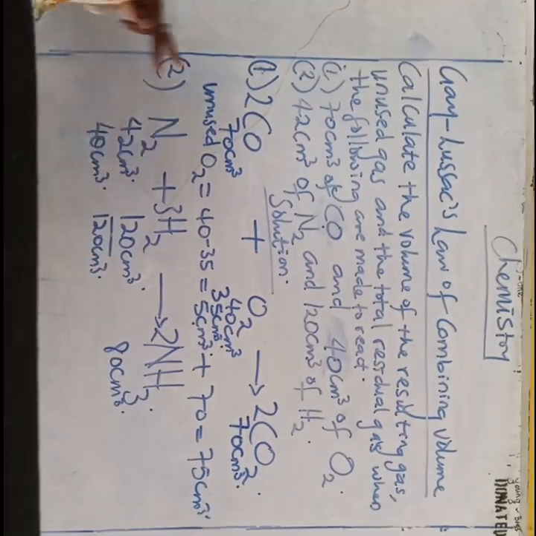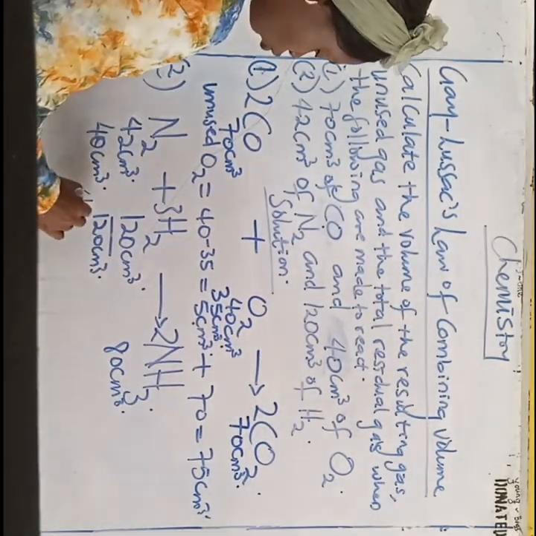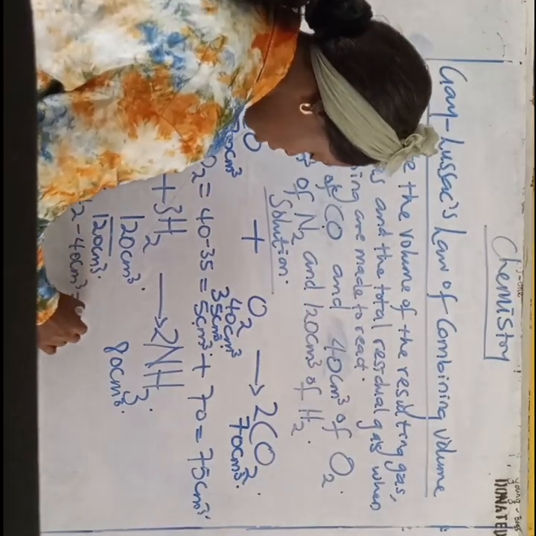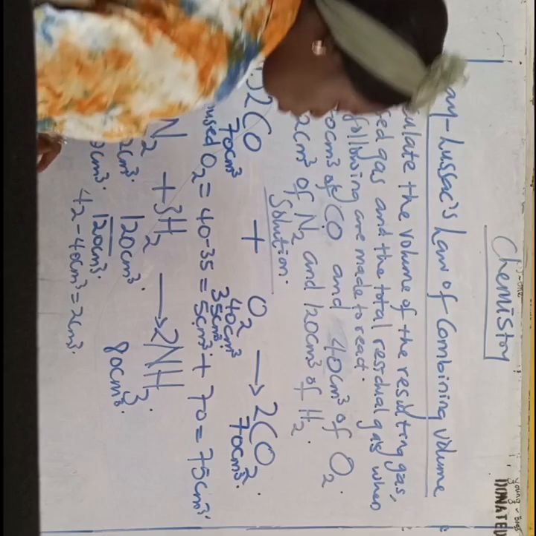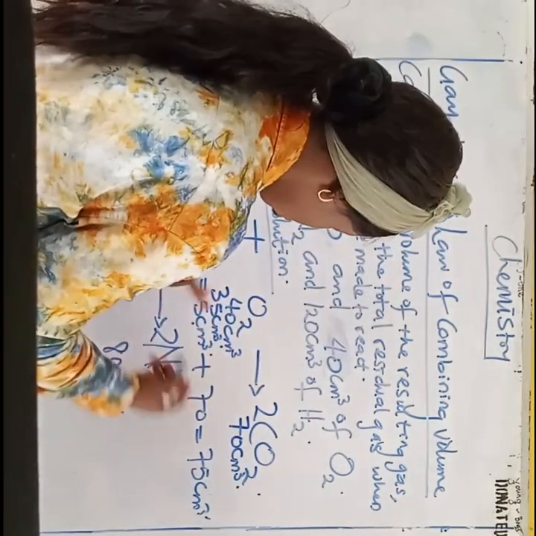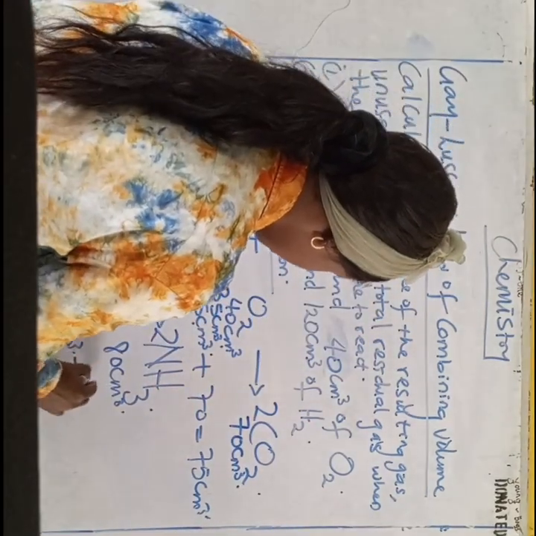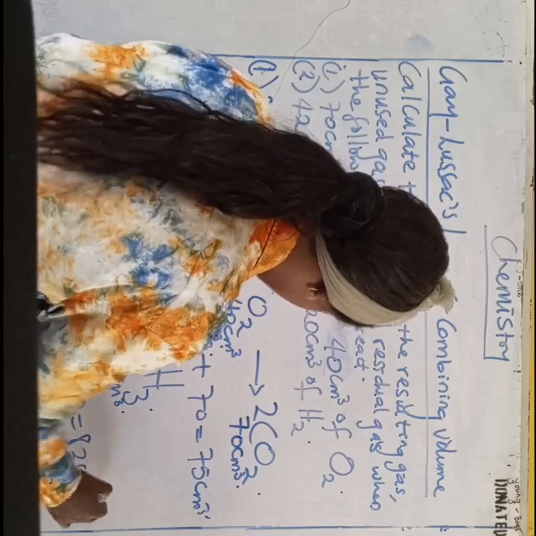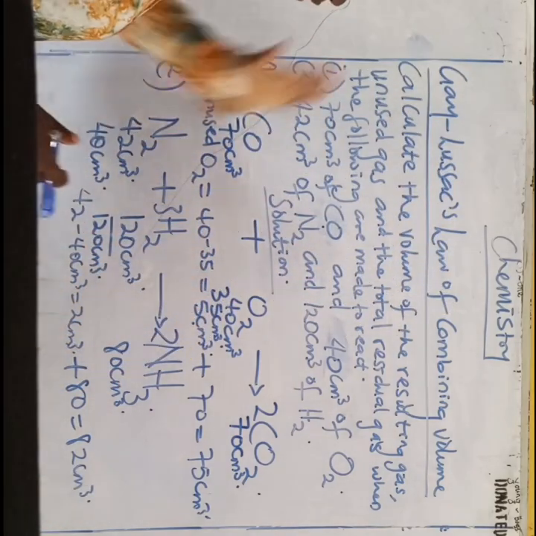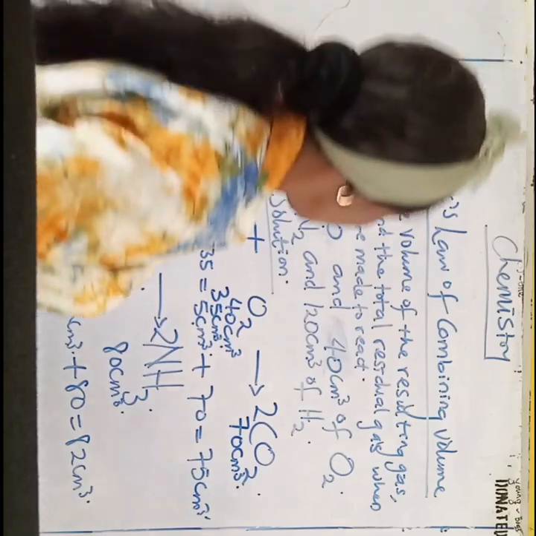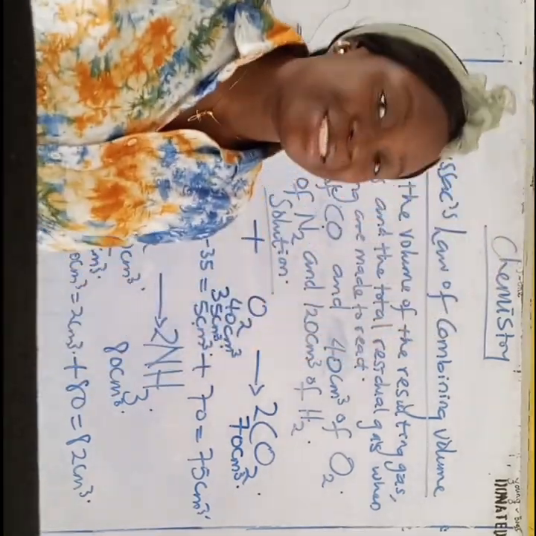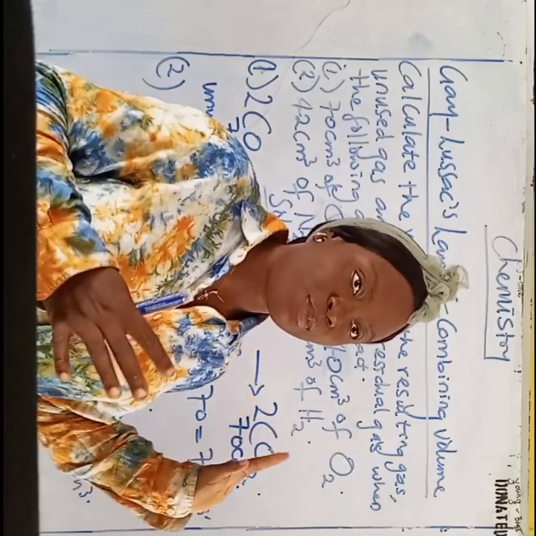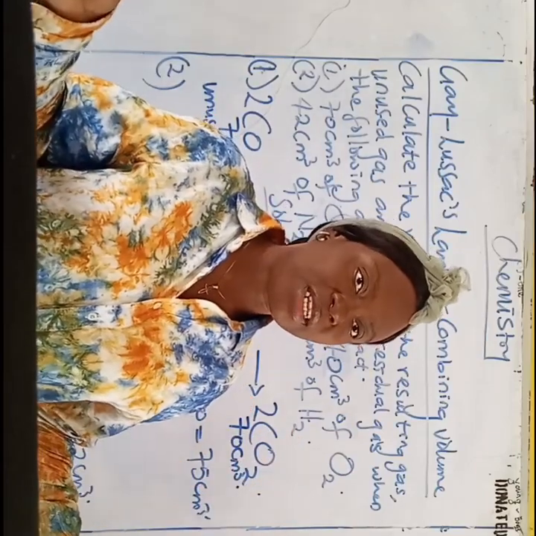Then my unused for nitrogen is going to be 42 minus 40 cm³. So I'm going to have 2 cm³. So then my total residual gas will now be 2 plus 80. So I will have 82 cm³ as my total residual gas. So we have been able to solve 2 questions under Gay-Lussac's law of combining volume, and I will want you to practice more questions. It's a very simple technique to follow.